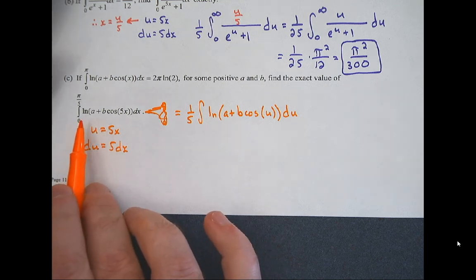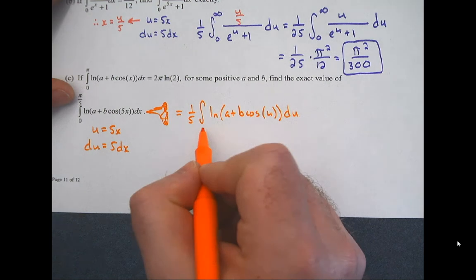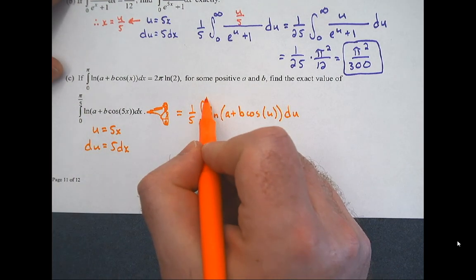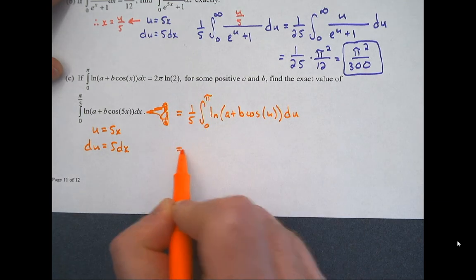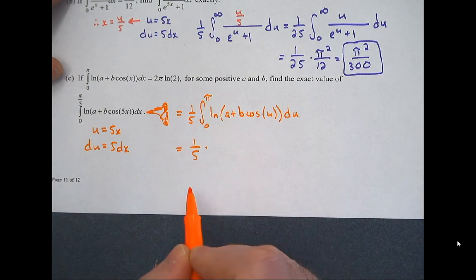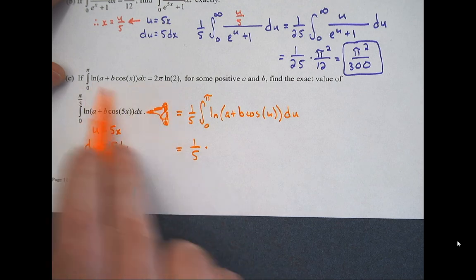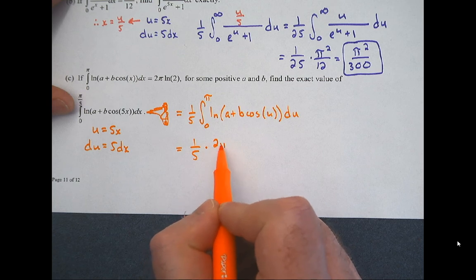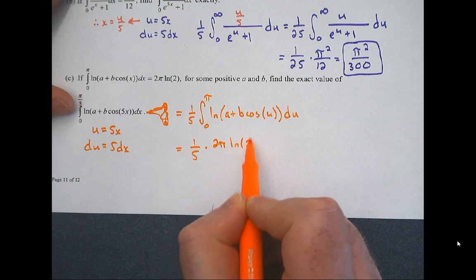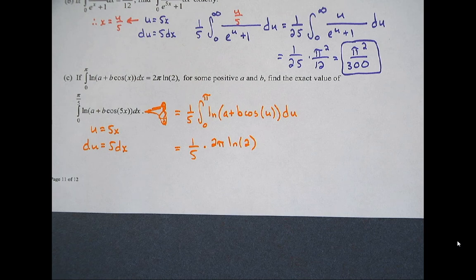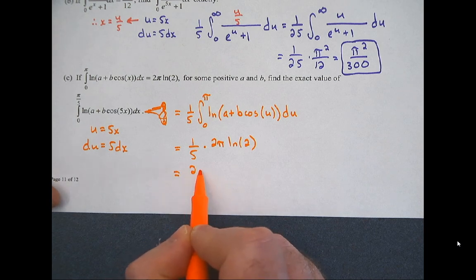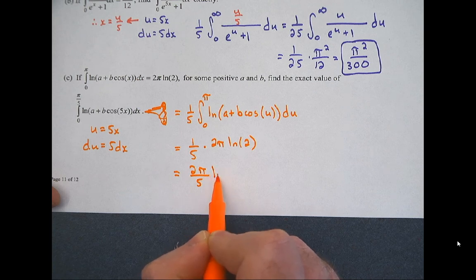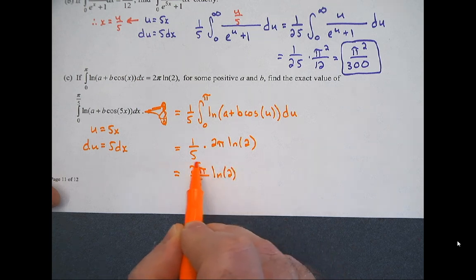So if x is 0, what's 5 times 0? Obviously 0. But if x is pi over 5 and I multiply that by 5, that lands me at pi. So now I get 1/5 times this whole mess, which is 2 pi natural log of 2. Oh boy, how would you clean that up? I probably would stop here. 2 pi over 5 natural log of 2. That's where I would leave it.